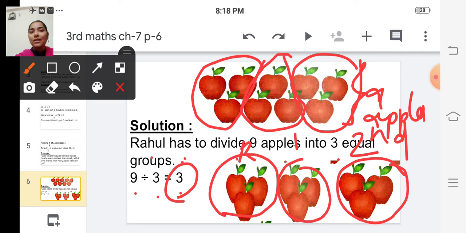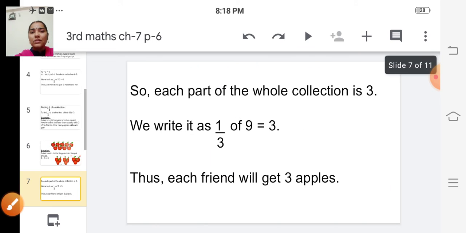So each member will get 3 apples. Okay. 3 plus 3 plus 3 is equal to 9. Okay children. So each part of the whole collection is 3. So we write it as 1/3 of 9. 1/3 of 9 which is equal to 3. Thus each friend will get 3 apples.